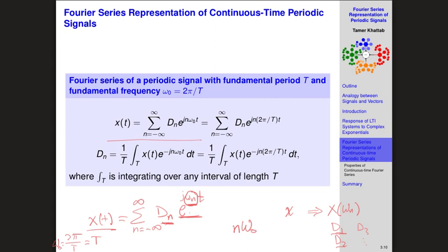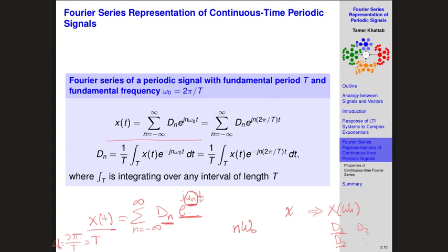Okay, so now we know, if I have the frequency domain representation, which is the Dn, and I know the locations of those, so I have that spectral representation, how do I get the time domain representation of the signal, right?